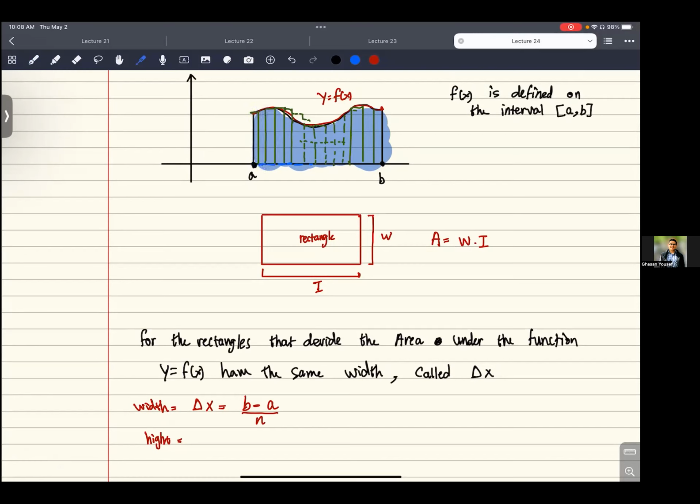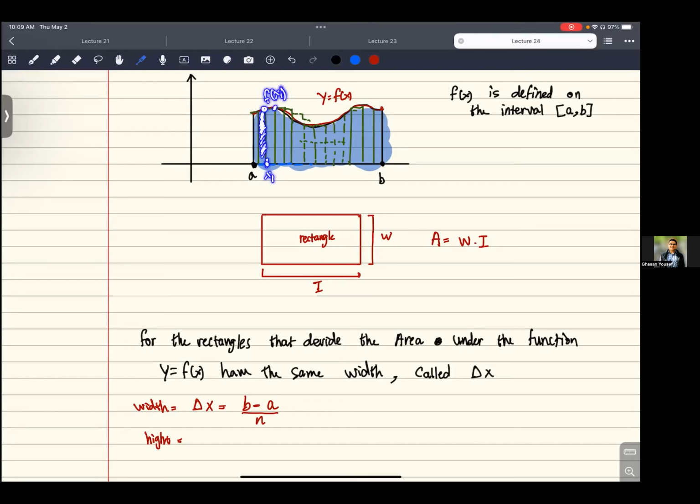So I can define the heights as f of the right-hand endpoint. I can define it for the first rectangle. This is number 1, this is number 2, this is number 4, 5, whatever. So the height for the first one is f of this point, x1 or x0, doesn't matter. For the second rectangle, I can define the height as f of this point. This point I call f of x1.